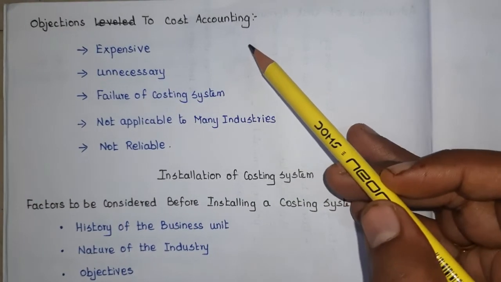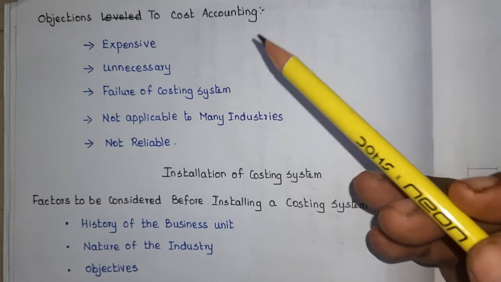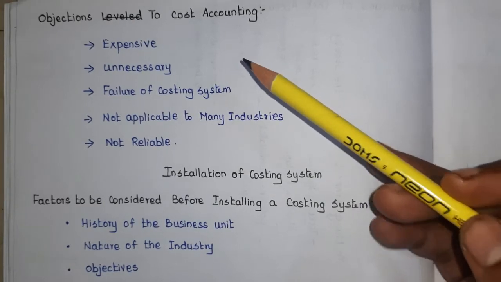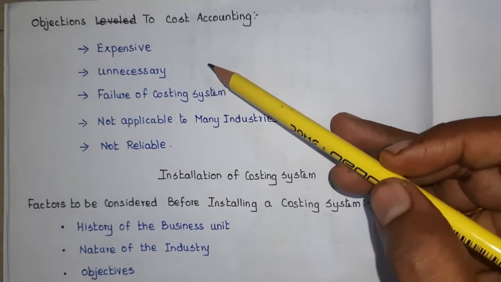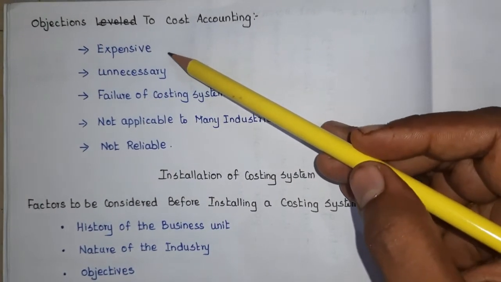So far, we have seen about the advantages of cost accounting in various sectors. Now we will see the objections of cost accounting. Here a few points have been given and I will explain the same for each. The first objection of cost accounting is that it is expensive.